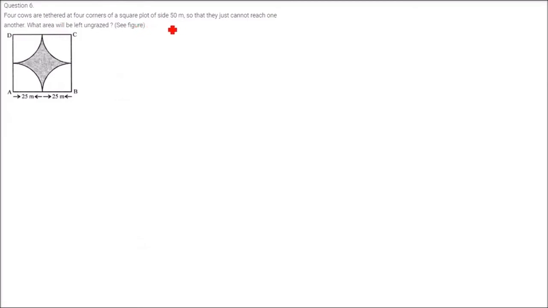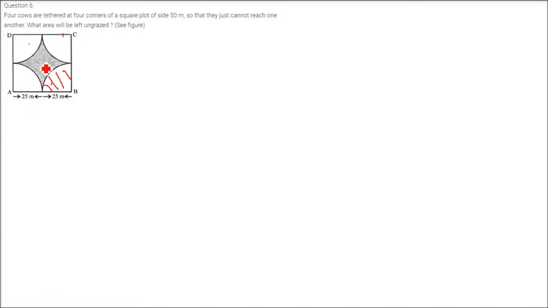Four cows are tethered at four corners of a square plot of 50 meters. So we have these four cows here. If a cow is tethered here, the cow may graze only this region. The same is the case with this one, and the fourth. And this is a square plot of 50 meter side. They just cannot reach one another. What area will be left ungrazed?